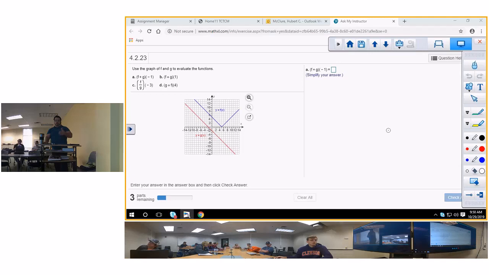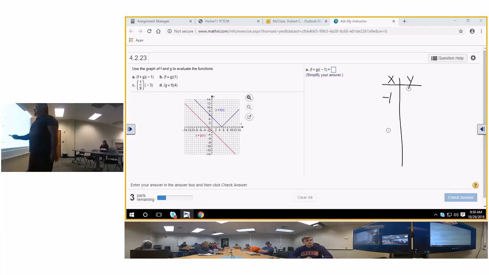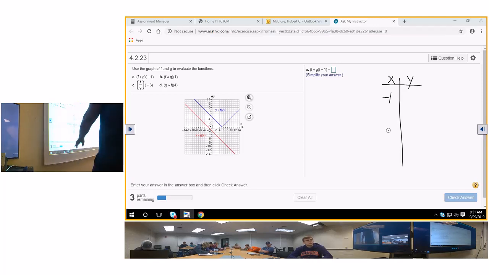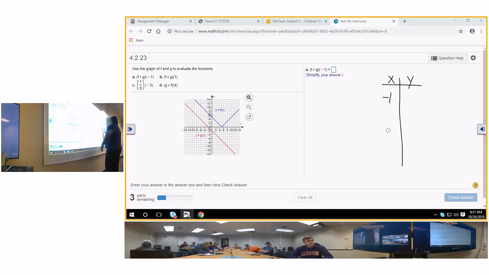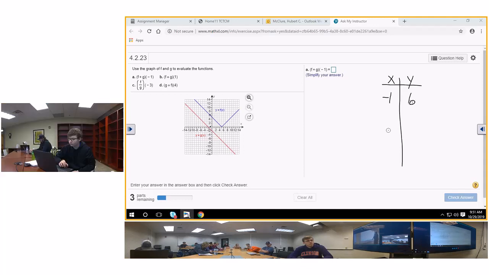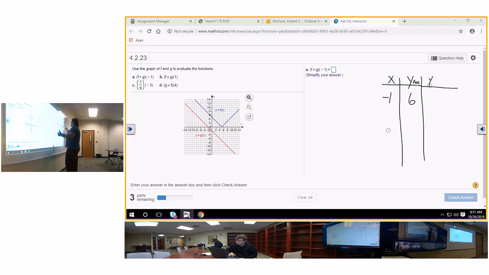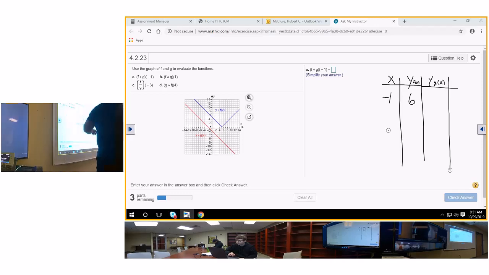this -1 right here. That -1 means that you've got -1 for what? X. So -1 for x is right here. -1 for x, what is y on the blue line? 6. And that's y for the blue line, which is f of x. And what is y on the red line, which is g of x? That'd be negative what? -1.